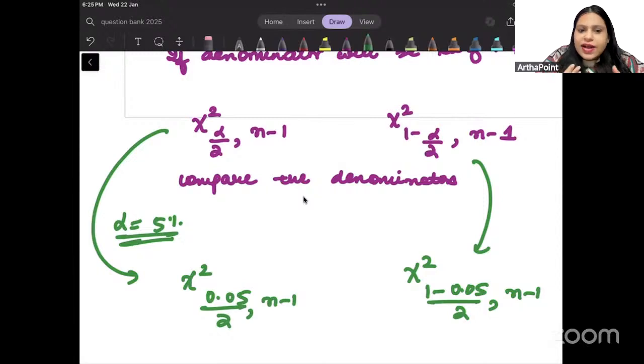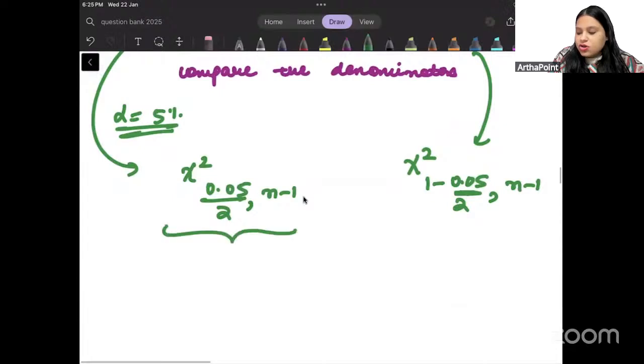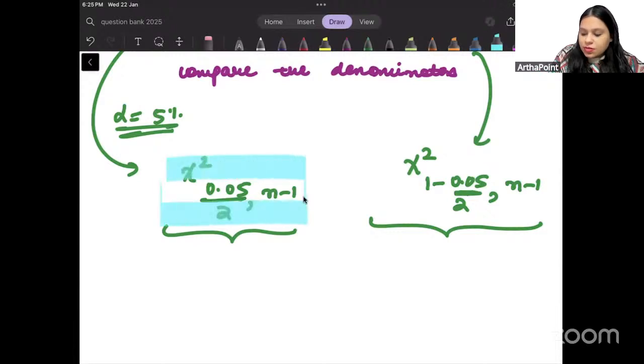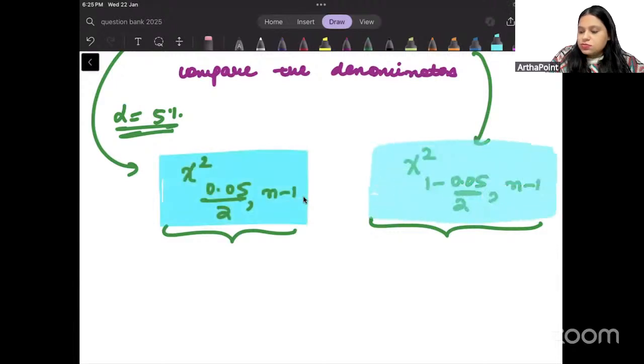So which value do you think is smaller or larger? Which value should be larger? What do you think? This value or this value? What happens to chi-square? Which value would be a larger value?